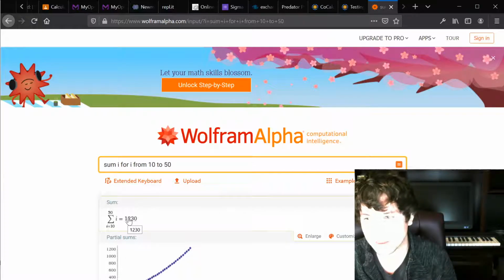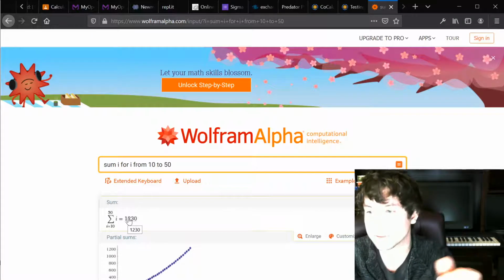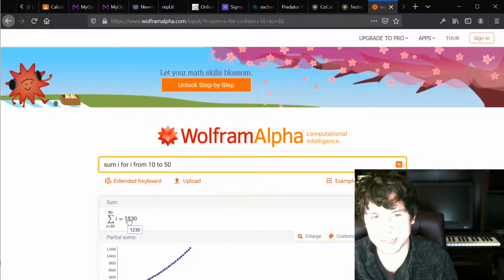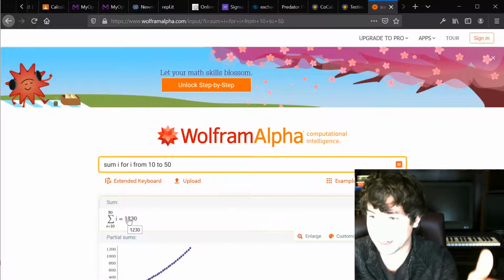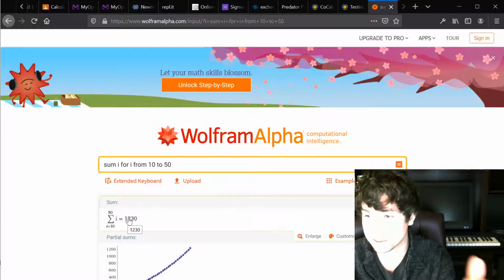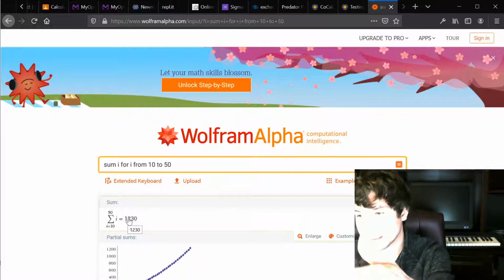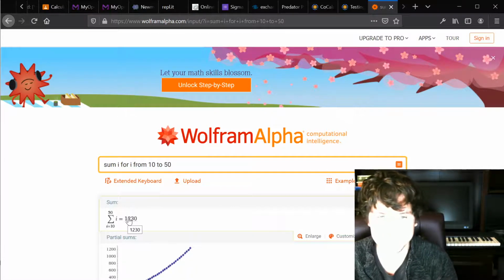There's a set of numbers called the triangular numbers, and to do the triangular numbers, there's a formula, n times n plus 1 over 2. That'll give you 1 up to n. And if you want some other number up to n, you can just subtract 1 up to the number that is 1 less than the lower index.